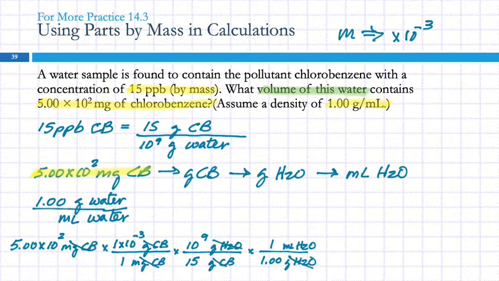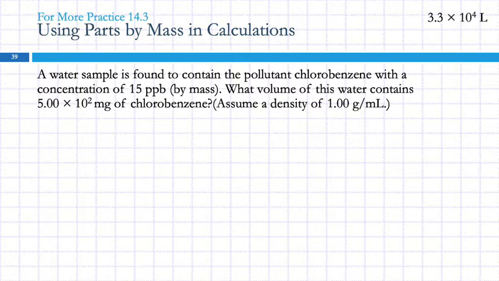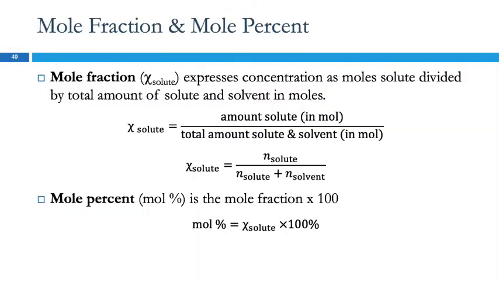Probably 2 sig figs here. So 3.3 times 10 to the 7th milliliters. It's a really big number, so maybe liters would have been a better unit, but this works. Any questions? So 3.3 times 10 to the 4th liters, same thing.